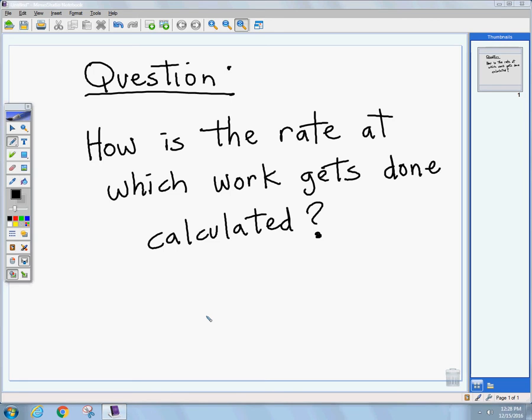So we're moving on to our next lesson, lesson 5. The question is, how is the rate at which work gets done calculated?